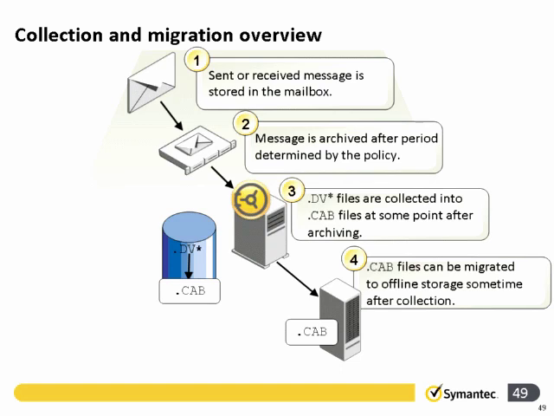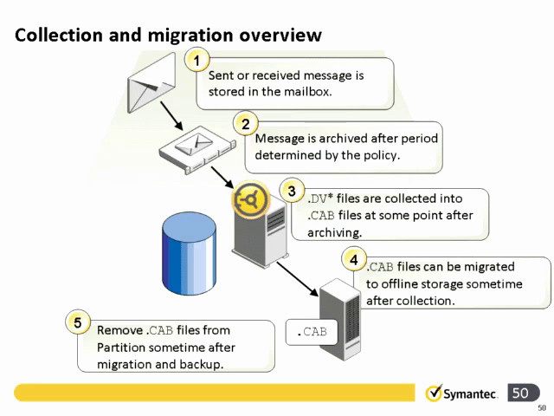You'll convert those into a CAB file. And then you can take that CAB file and migrate it to the offline storage. And again, you'll do that some period that you specify after collection. And then maybe even after a longer period of time, you may decide to remove that particular CAB file off the Enterprise Vault by migrating it to a tertiary storage or even a backup. And again, we're just introducing this concept of collection and migration because the Vault Store Partition Wizard will ask you about it. We'll get into more details about why to set it up and how to configure it in a later lesson.